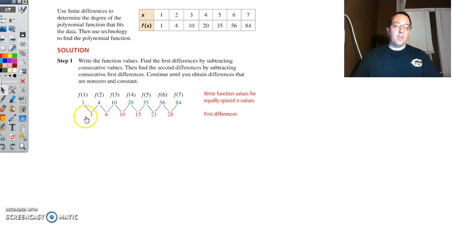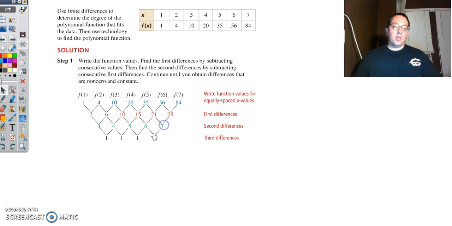Now, if all of your first differences were the same, then you would have a first degree function. So it would be a linear function, right? Because it goes up by the same amount. It's constant slope. But that's not what happened here. So we're going to do it again. We're going to take the difference of 6 minus 3, 10 minus 6, 15 minus 10, 21 minus 15, 28 minus 21. And since this is the second time we've done that, we call these the second differences. And if they're the same, it's a second degree function, so it'll be quadratic. But if we look over here, we see they are not the same. So it's not second degree.